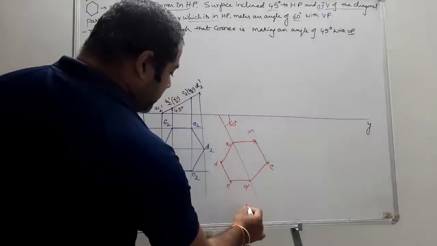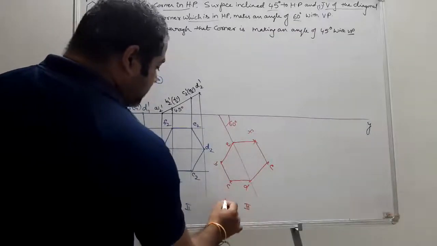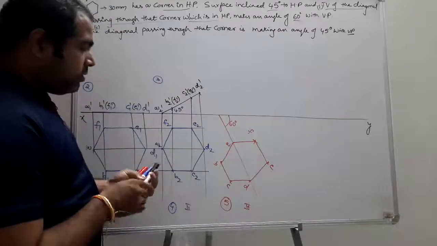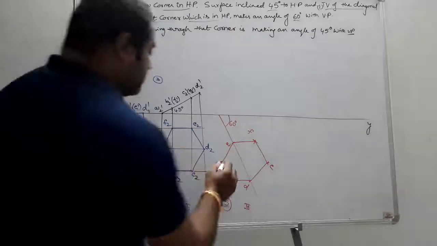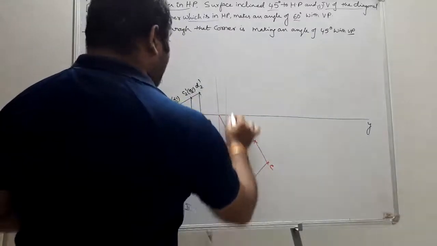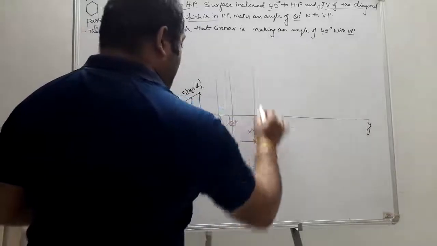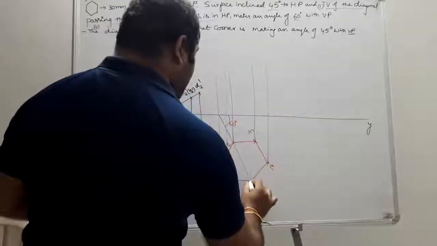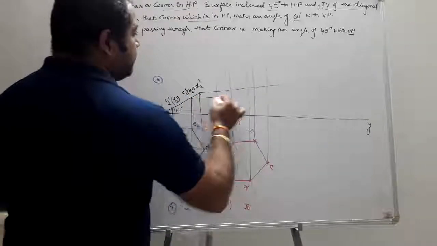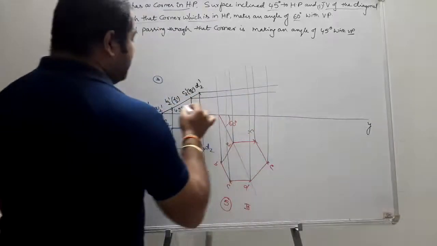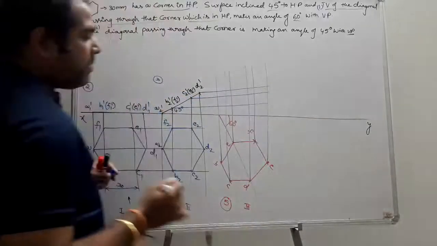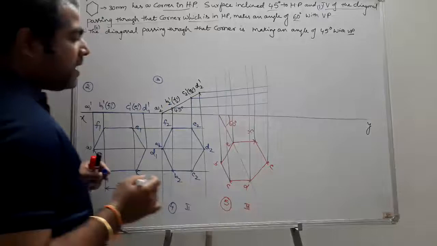So this was stage 3 and this was step 5. Once you obtain your top view, draw the vertical projectors, and draw the horizontals from the previous front view. So this was the previous front view.